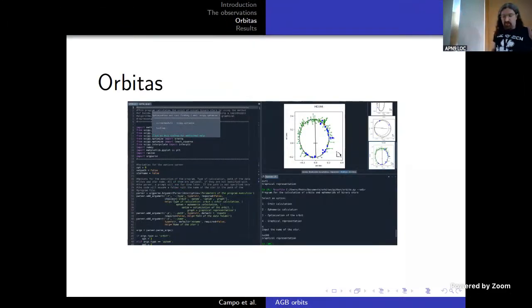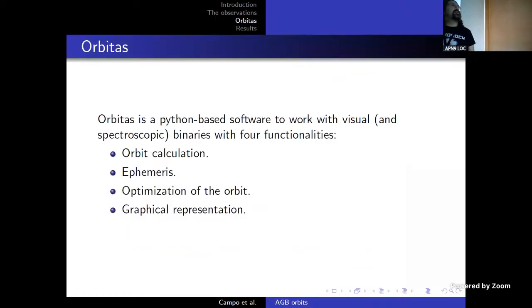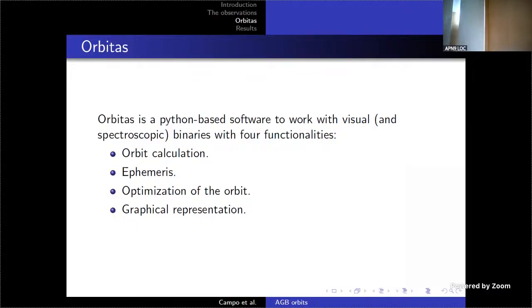And now a small part about the program that we use, which we call Orbitas, which is orbits in Spanish. It's software that we developed in Python, and it has four functionalities to work mainly with visual binaries, meaning binaries that we can resolve, but also some functionalities to work with spectroscopic orbits. The functionalities are orbit calculation, ephemeris calculation, optimization of the orbit, and graphical representation. I'm going to speak only a little about the first and the third.